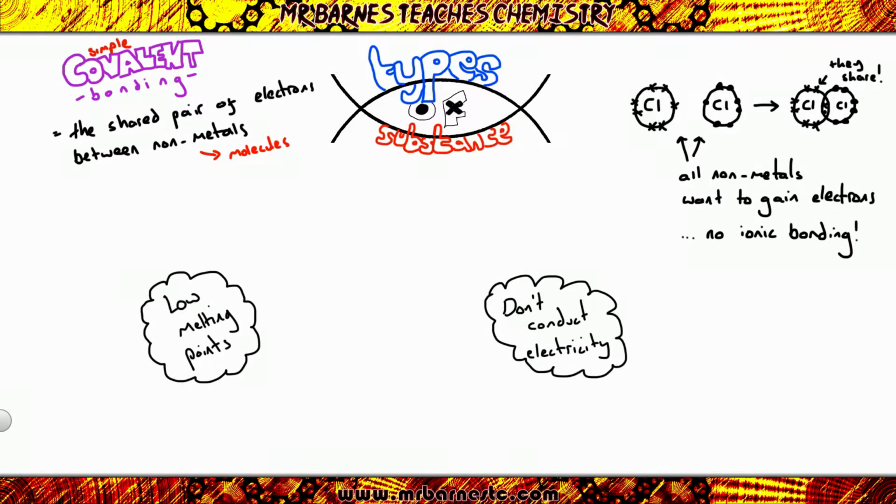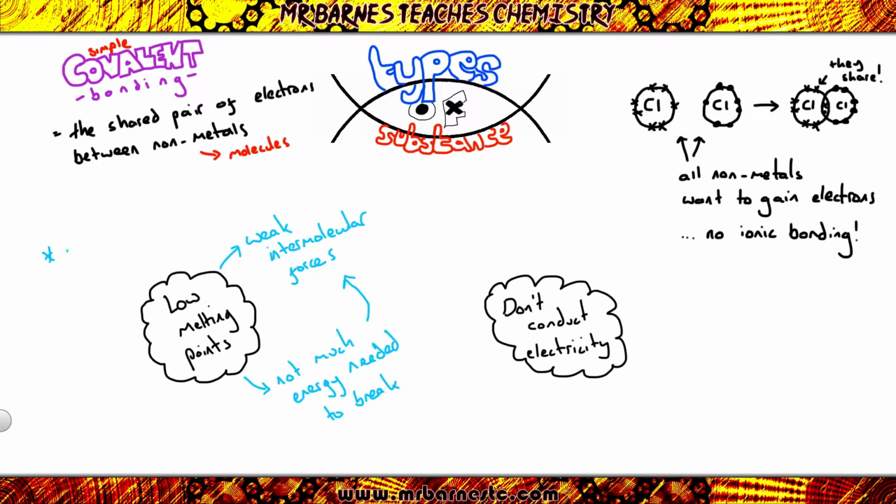Now there are 2 major properties for simple covalent compounds that you need to know, which is they have low melting points and they do not conduct electricity. The reason they have low melting points is because there are weak intermolecular forces between the molecules. These weak intermolecular forces are nice and easy to break, so not much energy is needed to break them, giving them low melting points. It's important to remember covalent bonds are strong, so if you turn around and say the bonds are easier to break, you will not get the marks. You have to say weak intermolecular forces.